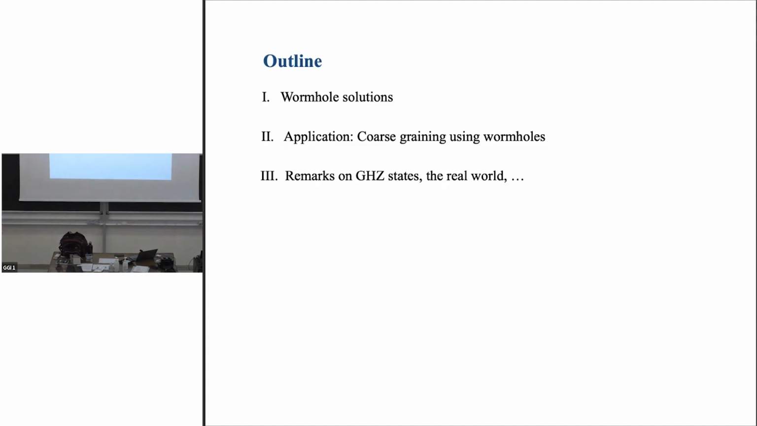So I'm going to start by describing these solutions in some detail. Then, for the application, I'm going to explain how these wormholes can be used to define a coarse grain density matrix. And then I'll conclude with a few remarks.